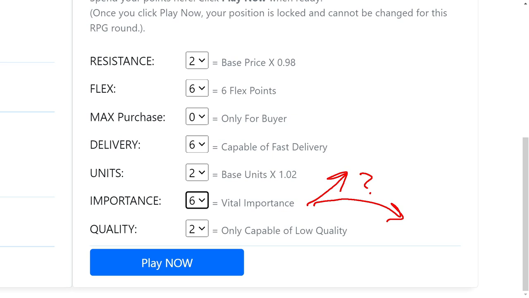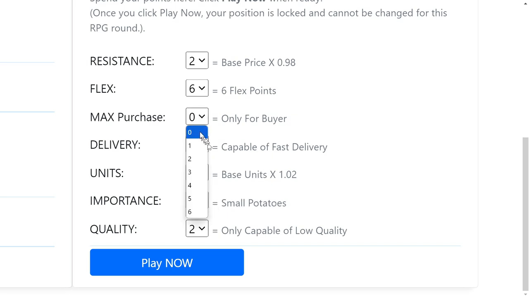Because if you do a good job, wow, this high importance could make your score go way up fast. But if you do not do a good job, then it's not going to help. Maybe you want low importance, because if you have low importance and you don't do a good negotiation, it's okay. The company doesn't lose too much money.